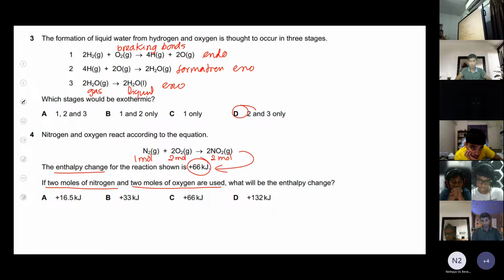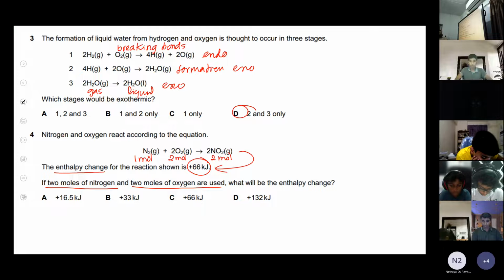C. C. B. D. C. Why do you say C? So then answer D. That's not being paid. Where? Right? 132 kilograms. No. Huh? B. 33.